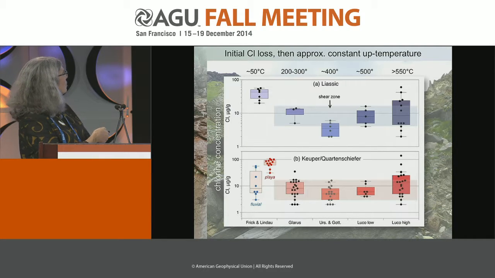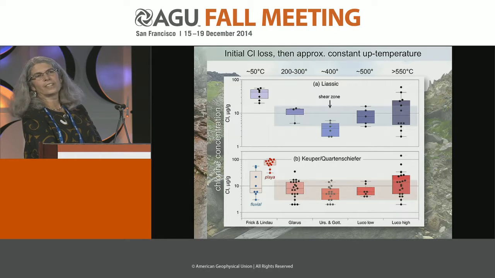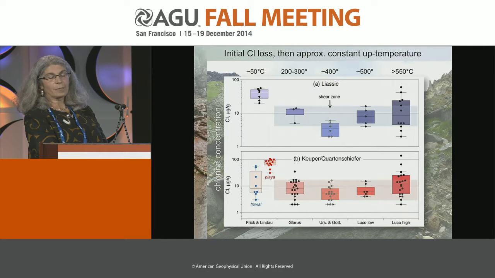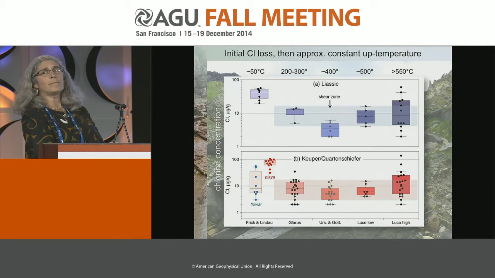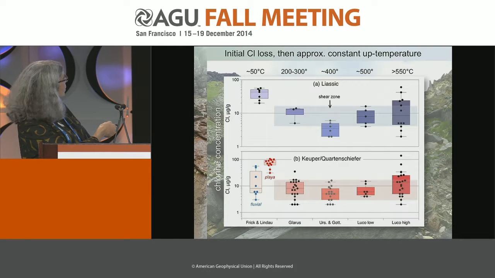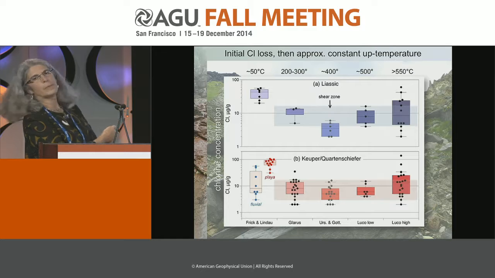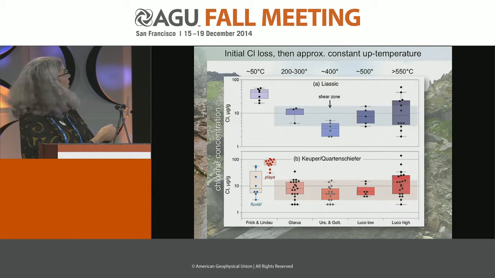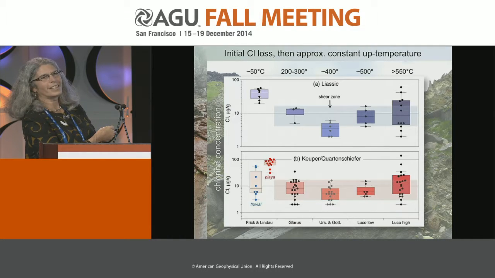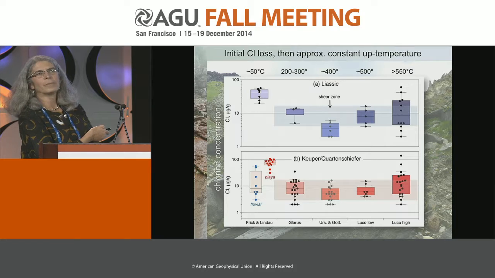There's certainly no systematic change in chlorine concentrations. So we're seeing chlorine loss at the beginning of metamorphism and then not much change after that. And I simply want to point out these blue samples here from the Lias, they all come from a major shear zone, and they've clearly been isotopically reset, and you see that in other isotopic systems as well.